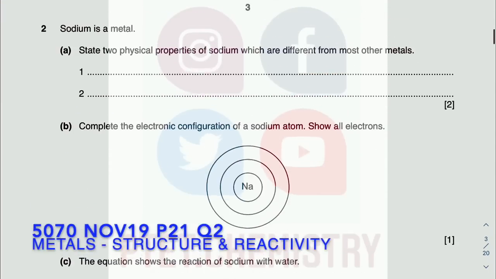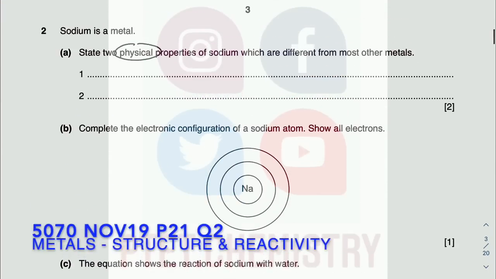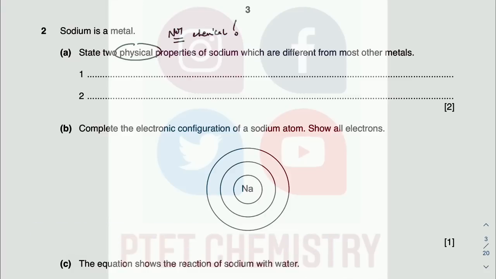Question 2. Now they want physical properties, so we are not looking at chemical. So when they ask for physical, these are not chemical properties. So we're looking at something like boiling point, melting point, conductivity, density, that kind of thing, right? You might have seen the video of sodium plus water. A few observations you should know is that the sodium floats on water.